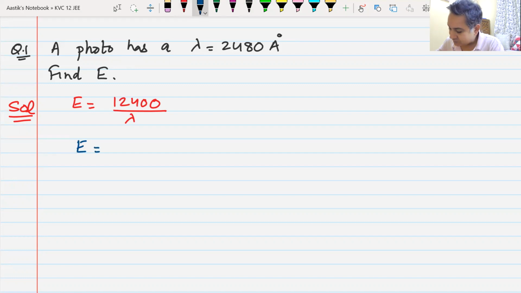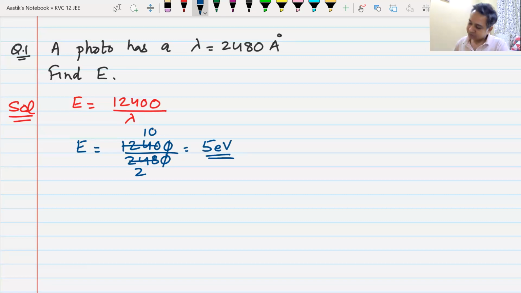So what will be the energy here? 12,400 divided by 2480. 10 goes away. I think you can divide it by 2 though. It will be 5 electron volts. Yes or no? Yes, sir. So this is how you can use the shortcut formula that I have given. The simple one. No one is going to ask you this question, but you will have to find out the energy of a photon in many cases. So you can use this formula. Everyone has noted this down?